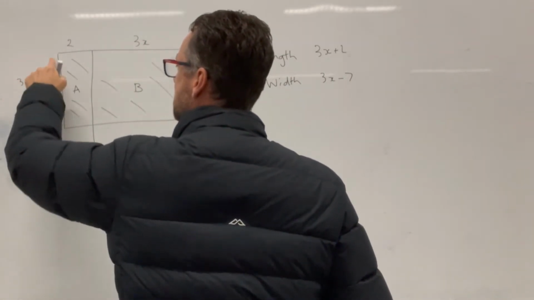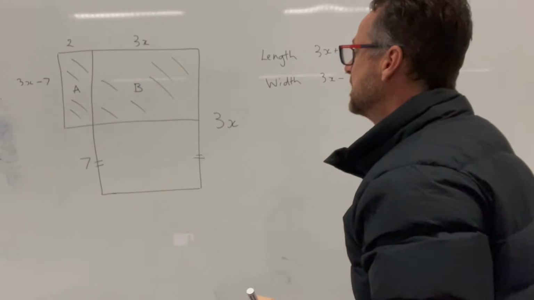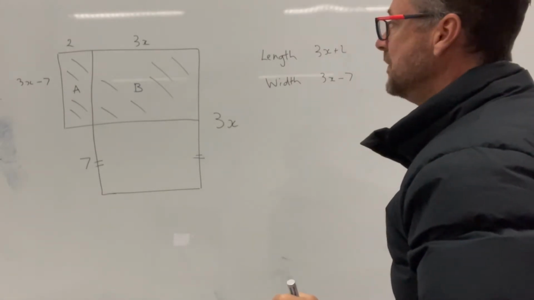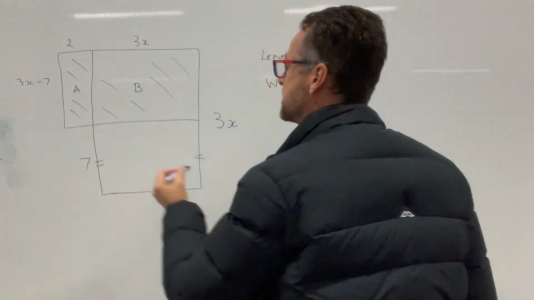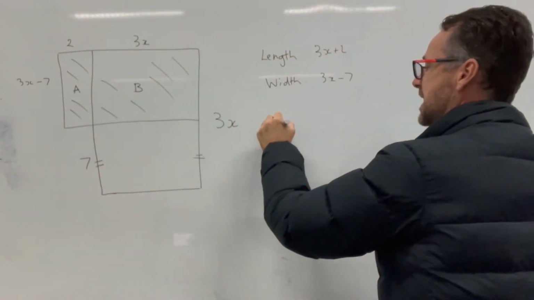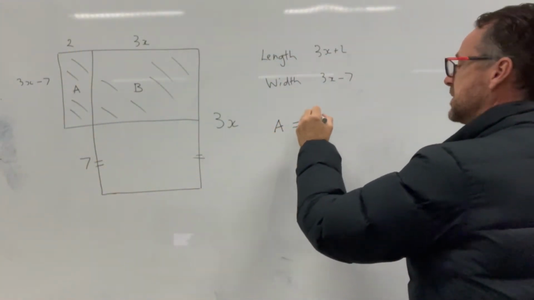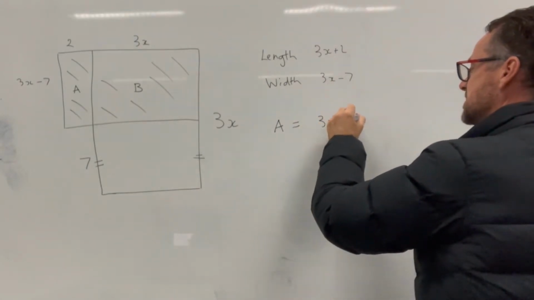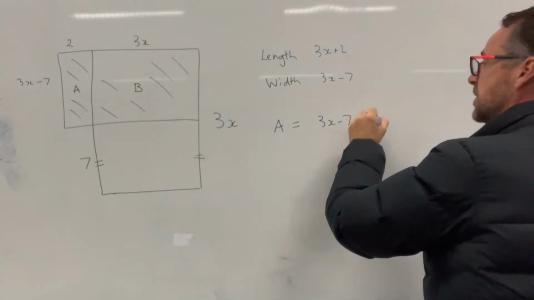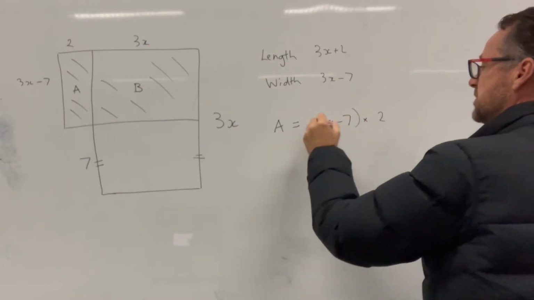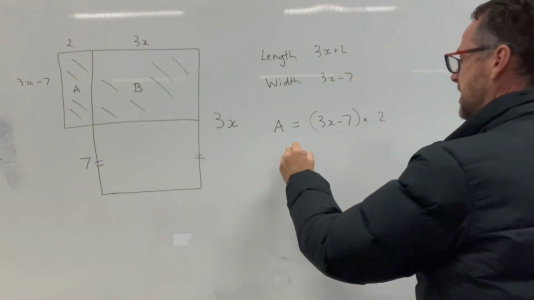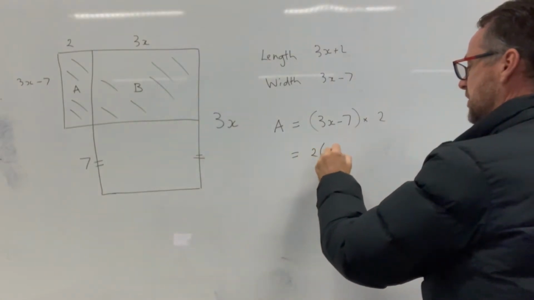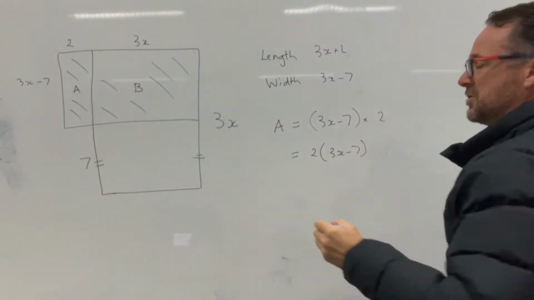And so we can see here that A is going to be length times width. So A will equal 3x minus 7 times by 2. Okay, and we're going to put that in brackets to protect it. Now, obviously, we would rewrite that as 2(3x minus 7) to have it in that more algebraic format.